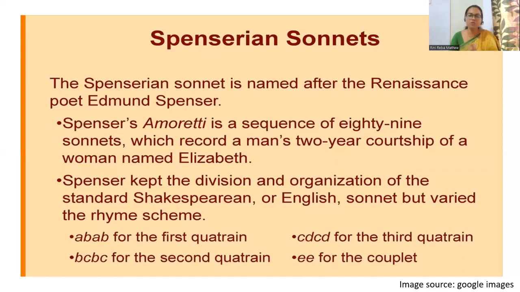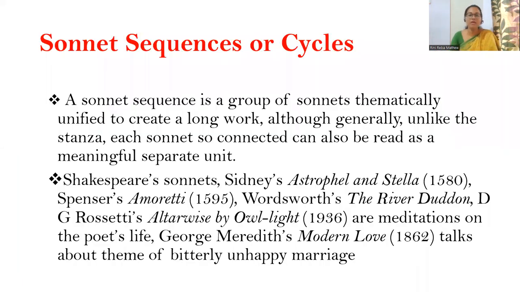The themes are also quite common, like love and courtship. As you can see, Amoretti, as we'll come to learn in the coming slides, is a sonnet cycle, because it is a combination of 89 sonnets in the Spenserian format. So here the difference is only in the rhyme scheme. And here is what we call a sonnet sequence or a sonnet cycle.